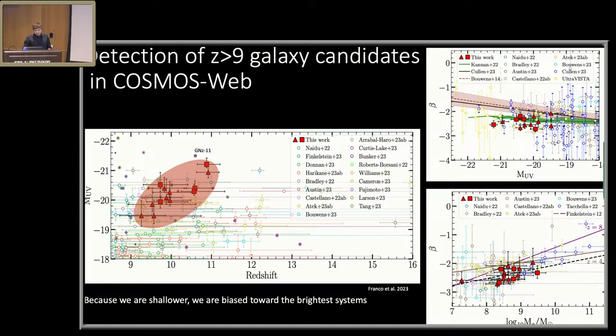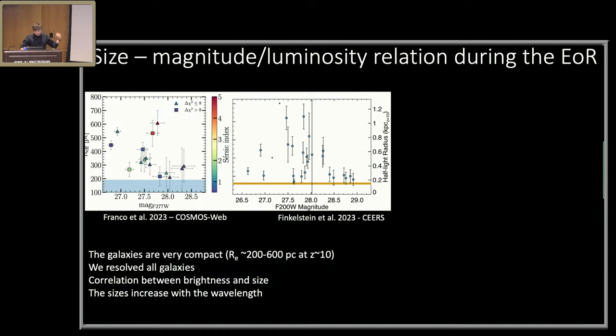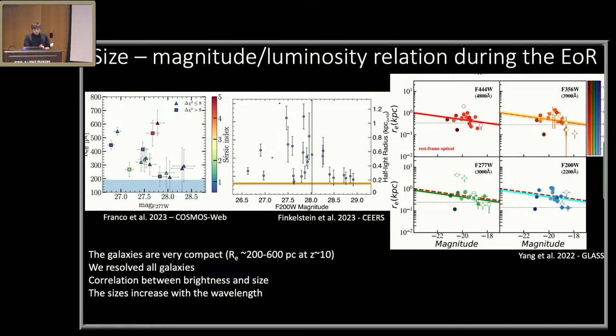We also investigate the sizes of these galaxies. We detect extremely compact galaxies with sizes between 200 and 600 parsec. Other studies in SIRS or in GLASS show approximately the same results. And if we go further, the most distant galaxy, JWST-13, is even more compact. But even if these galaxies are extremely compact, we are able to resolve them.